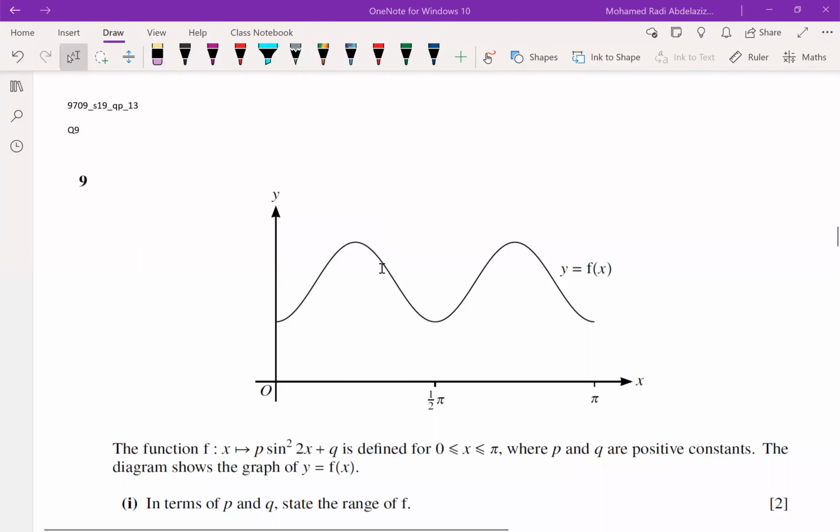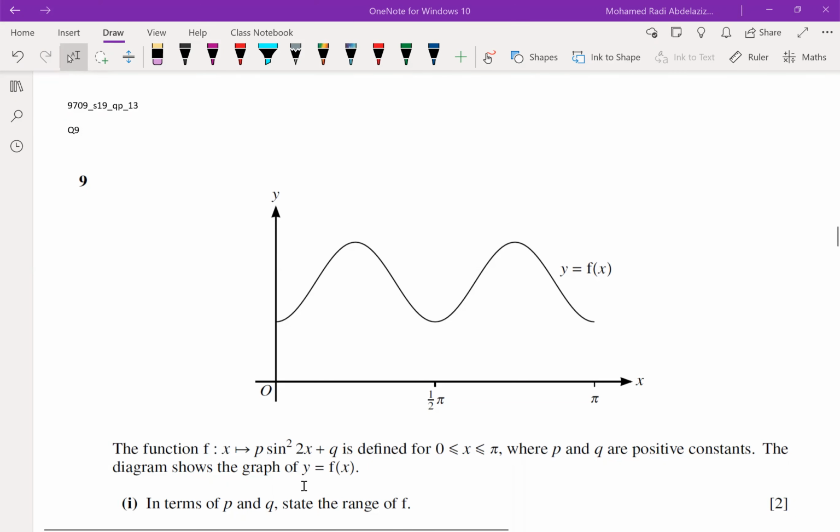In this tutorial, I'm going to solve question number 9, paper 1-3, summer 19. By looking at this graph, you have to recognize the graph of sine, cosine, and tan. By looking at this curve, till now we don't know if it's sine or cosine, especially since we have a transformation. If you read the first part, the function f is equal to p sine squared 2x plus q.